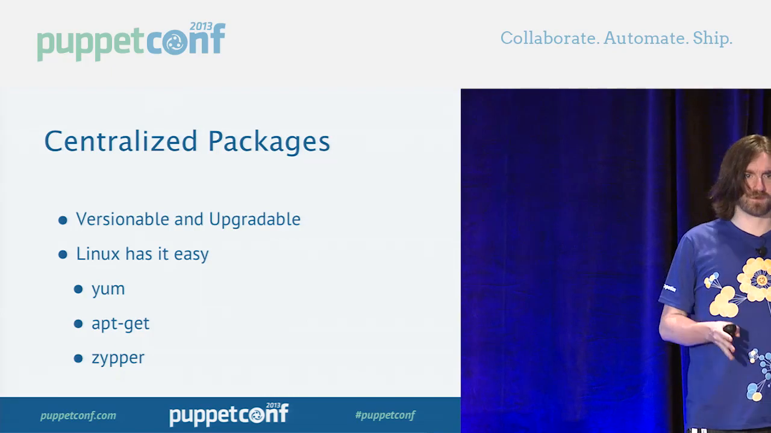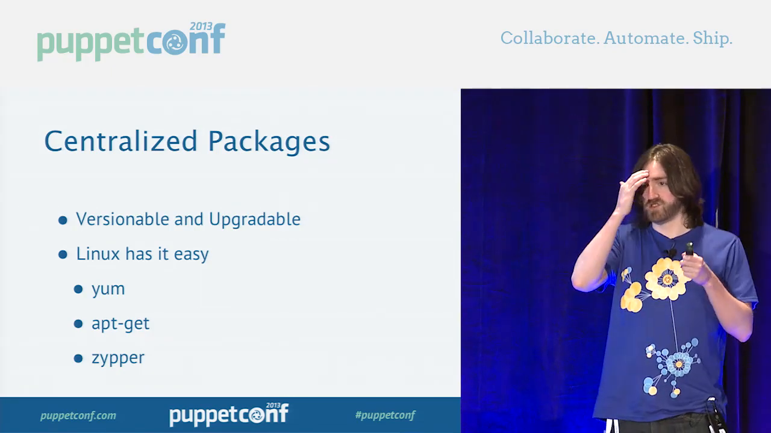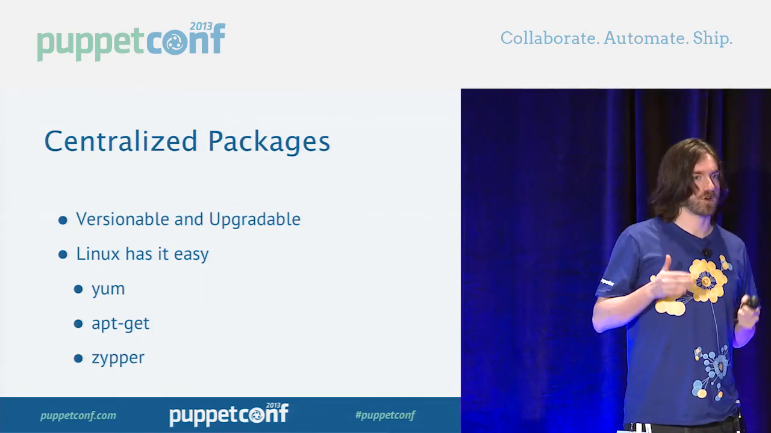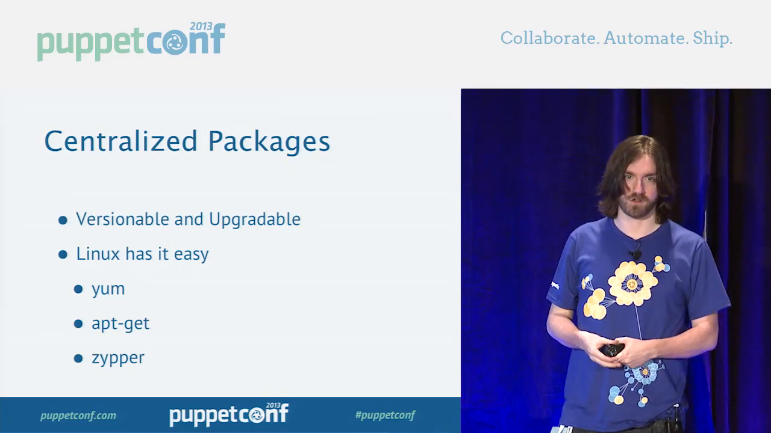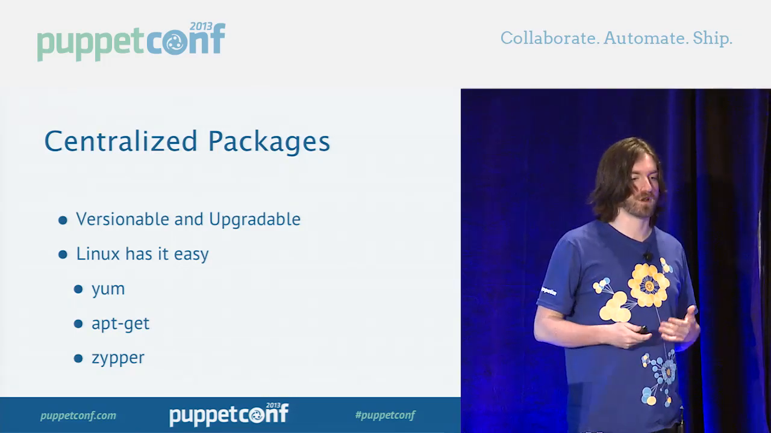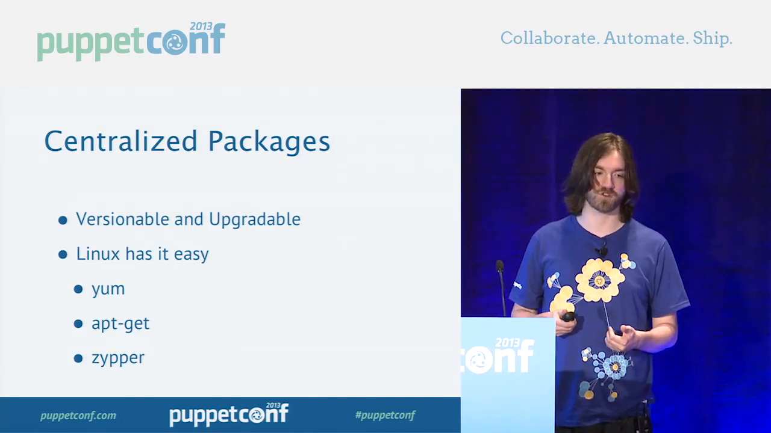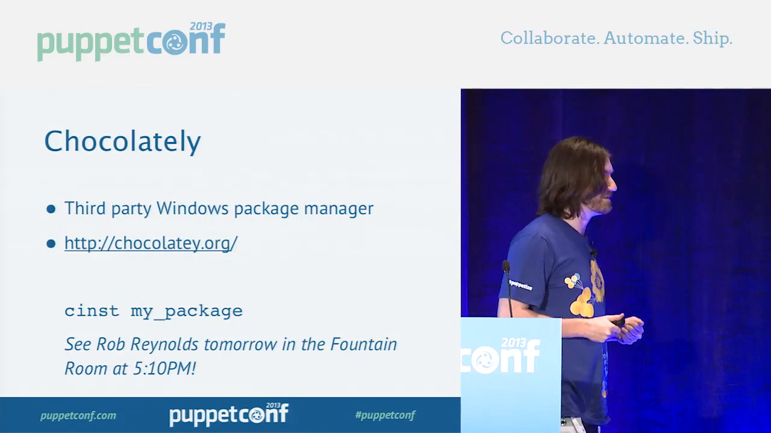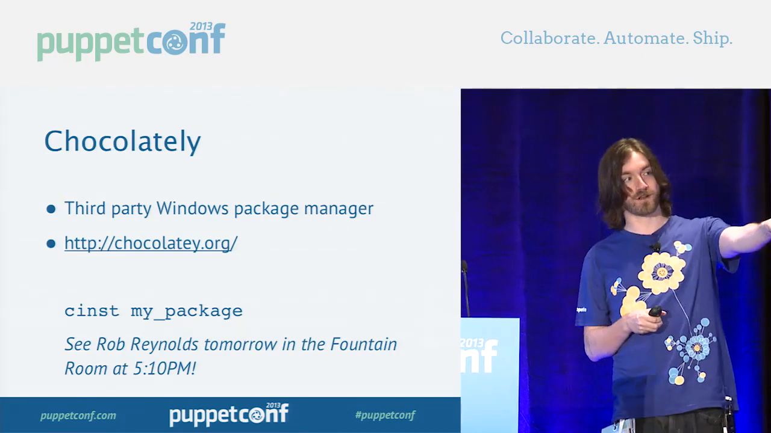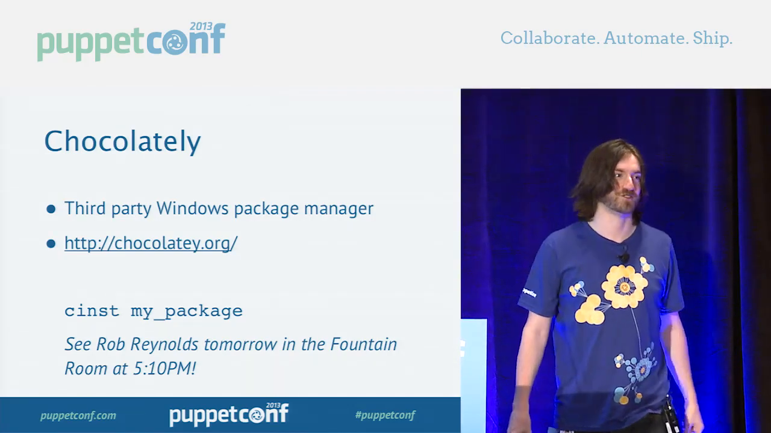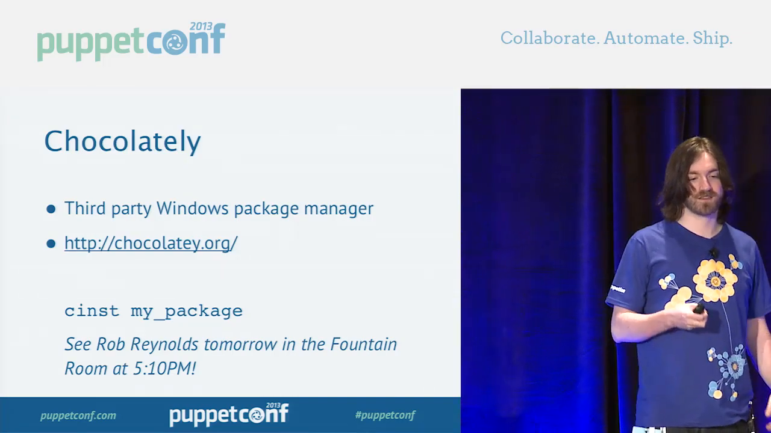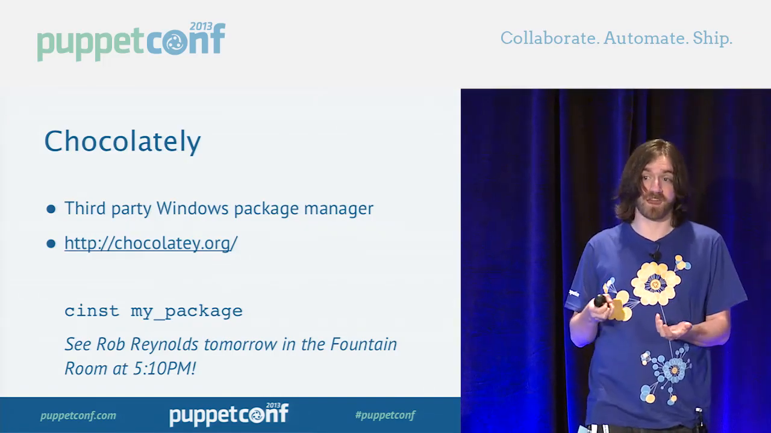Unfortunately, these still kind of give us a problem, right? Linux is really easy to manage packages. You don't need to pass RPMs and debs around to get your stuff installed. You have yum, you have apt-get, you have zypper, whatever, things like that. These are versionable, they're upgradable. It's easy to change between versions. Windows, finally, has something very similar, written by Rob Reynolds, who's sitting over there and would also love to talk to you, is this tool called Chocolatey that is basically apt-get for Windows.